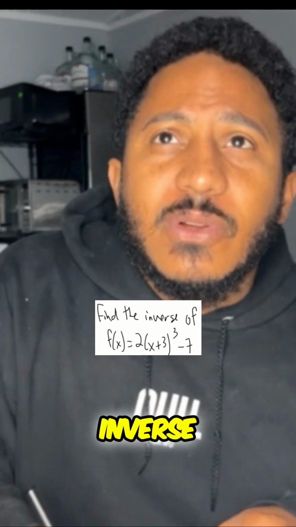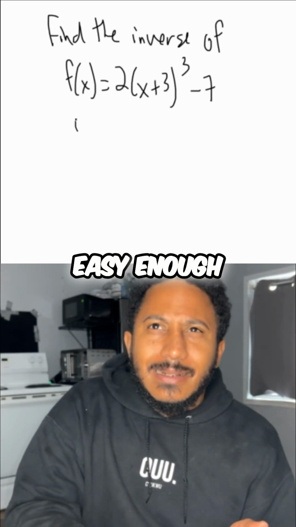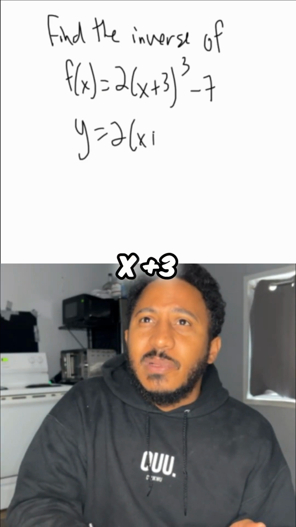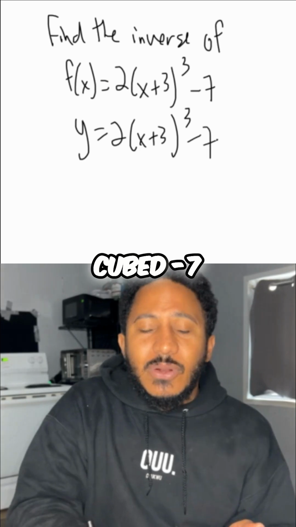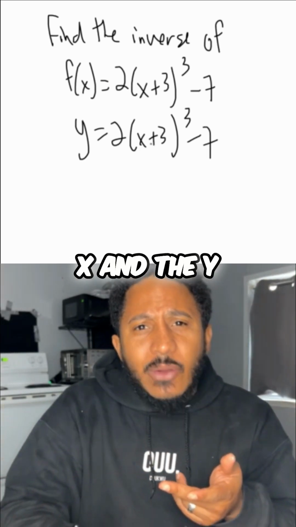So like here, let's try finding the inverse. Okay, first call it y. Okay, got it. Easy enough. y equals 2 times (x plus 3) cubed minus 7. Okay. Then we switch the x and y.